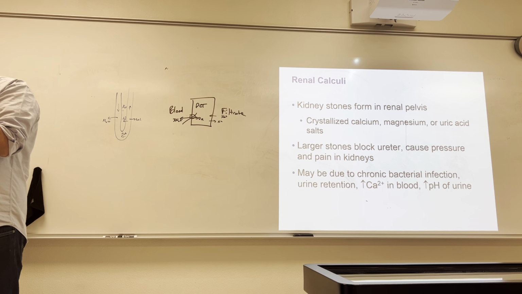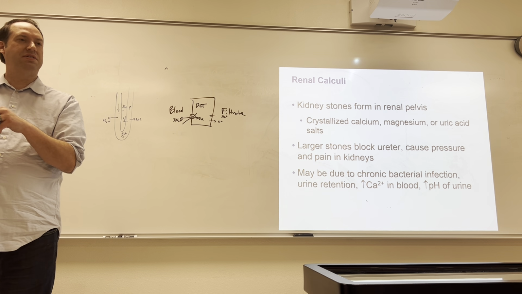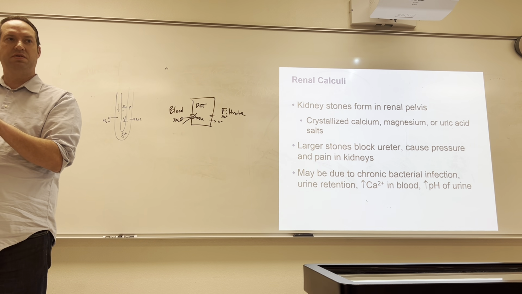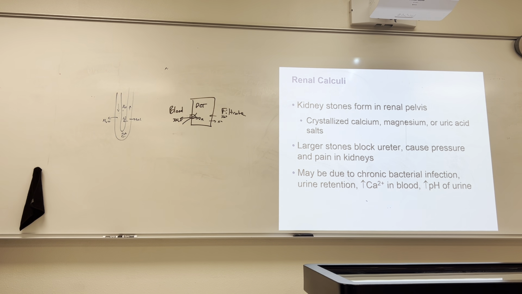Kidney stones come in different forms. The little magnesium, calcium ones tend to look like little rocks, and the uric acid crystals tend to look like shards of glass. These are probably calcium magnesium stones.